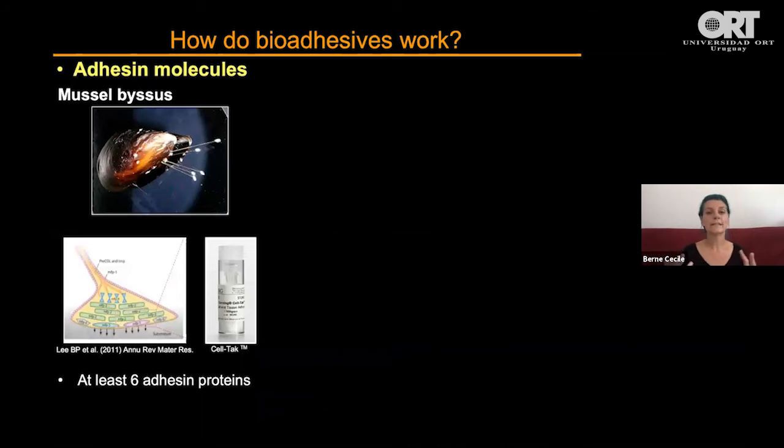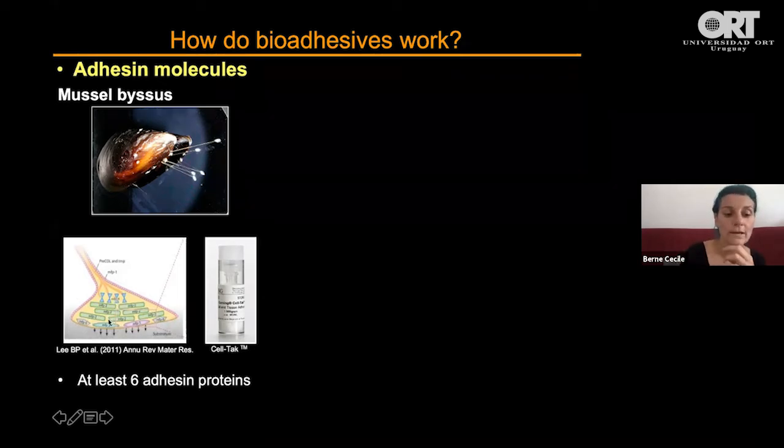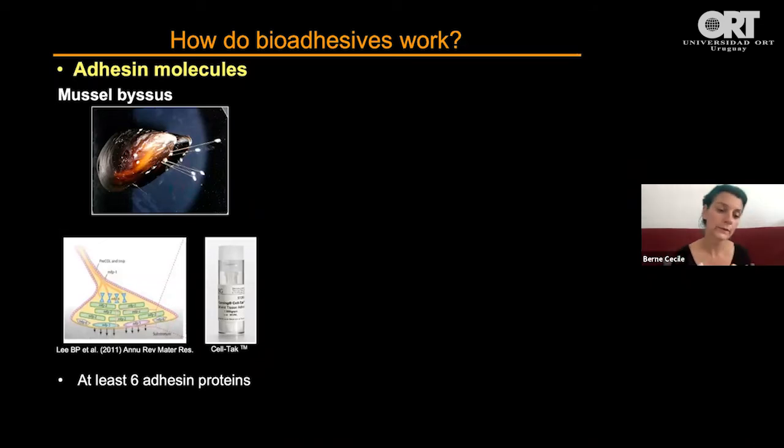And we've got basically two classes of bioadhesive. We've got adhesives composed of adhesin molecules, and the best example is mussel byssus. When mussels stick to rocks, they are using a complex protein made of at least 6 adhesin proteins. The system is so well characterized that nowadays researchers in the lab are able to express and purify those proteins and recreate the mussel glue. It's named Cell-Tak, and you can buy it online.